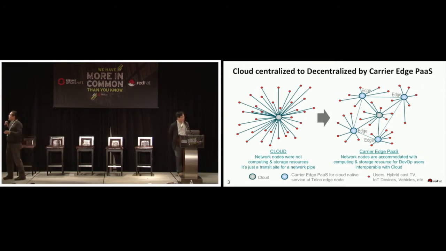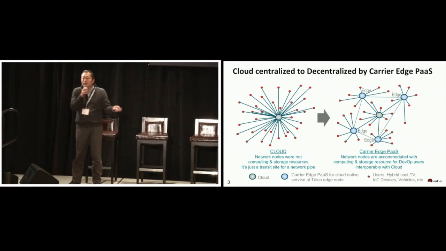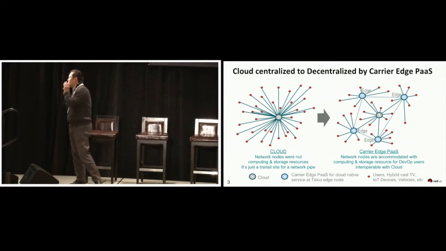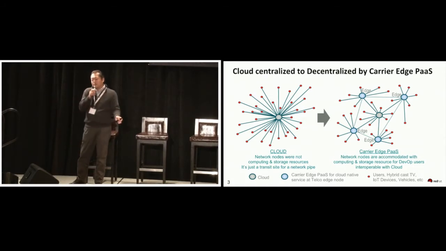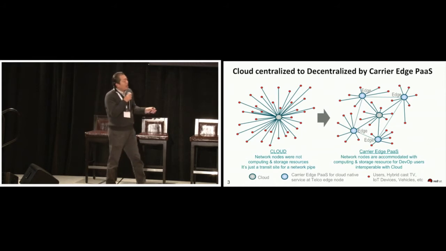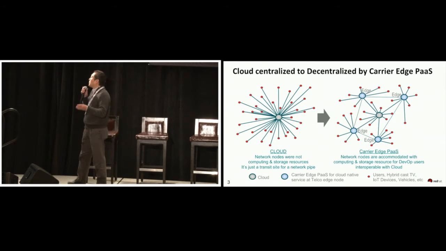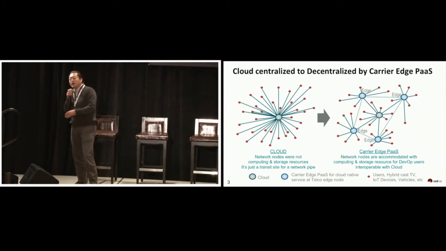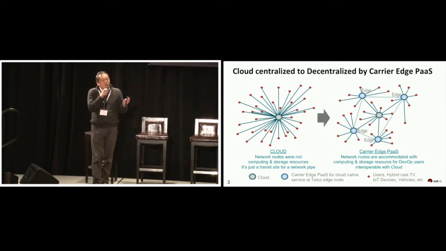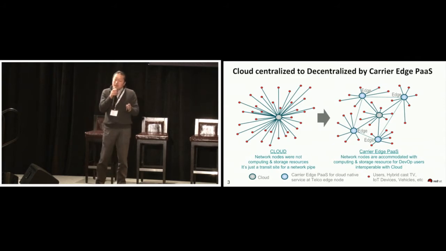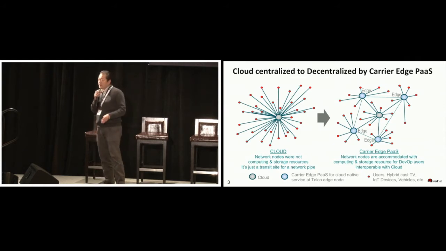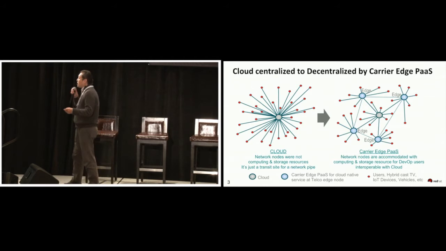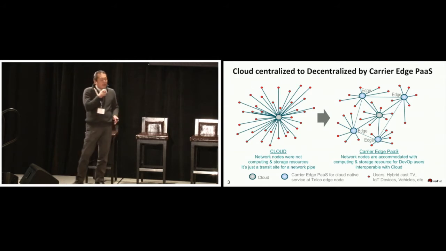Carrier Edge PaaS can harmonize a cloud environment and edge computing environment. It will be decentralized, but it's interoperable with a cloud data center. Carrier Edge PaaS can provide a cloud-native service at the telco edge node. There are many potential use cases.